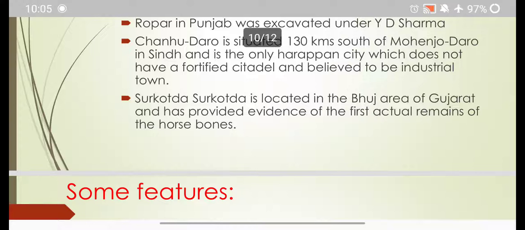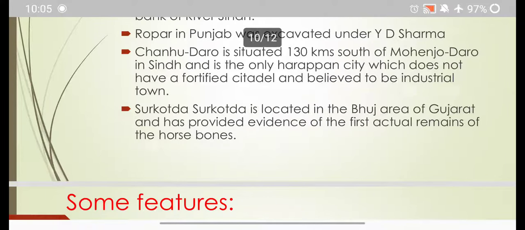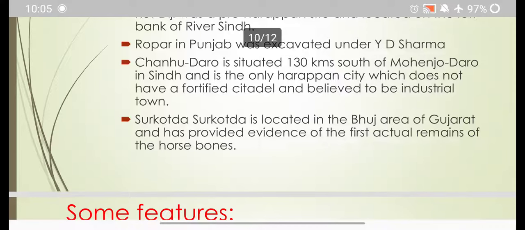And other is Surkotada, this is in the Bhuj area of Gujarat, and this has provided evidence for horse bone. Always remember horse bone, Surkotada. We have to know that the Indus Valley civilization people are not associated with the horse.